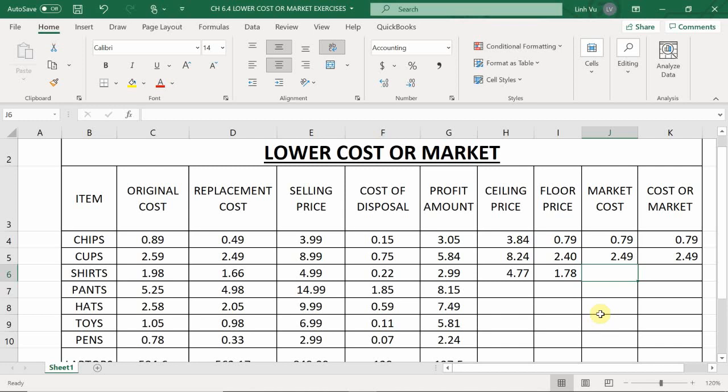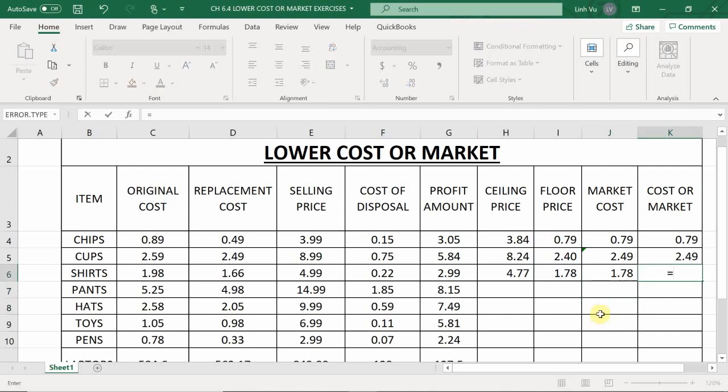$1.66. No? Oh, 1.78. Sorry. Yes, 1.78. Yes, we're not looking for what's lower or lowest. We're looking which one is in the middle. So in this case, my replacement cost is unfortunately lower than my floor. So that means my floor becomes my market. So in this case, right? Let's compare which one's lower, my original cost or my market? The market.